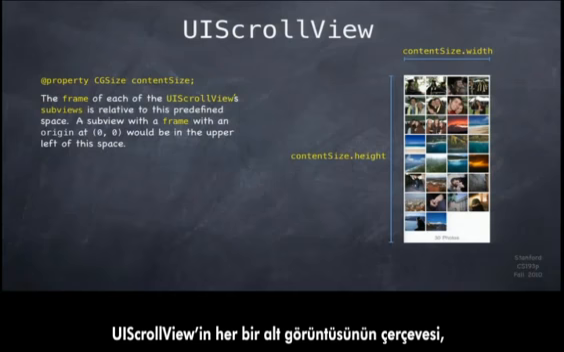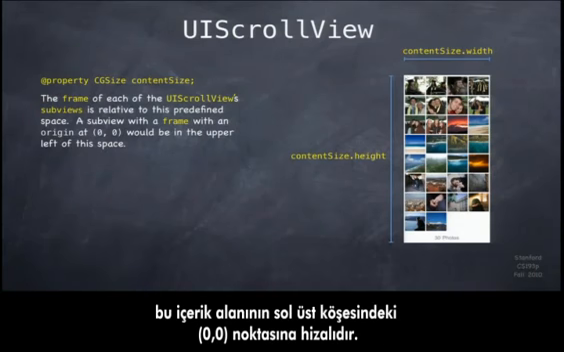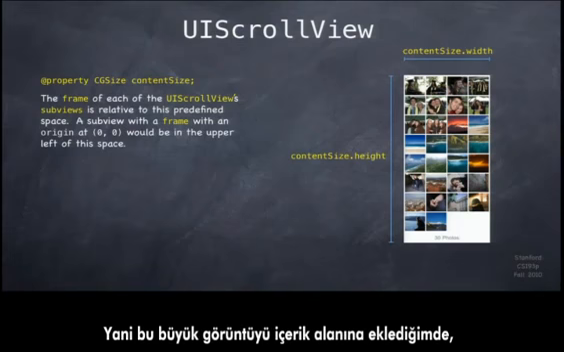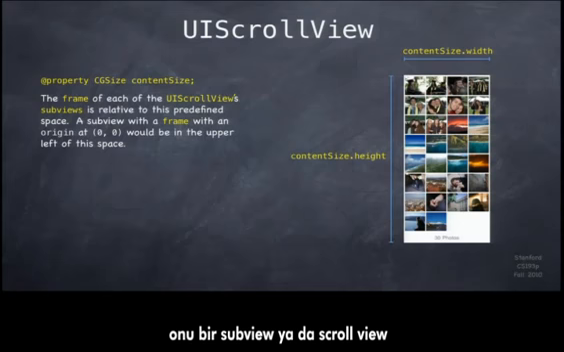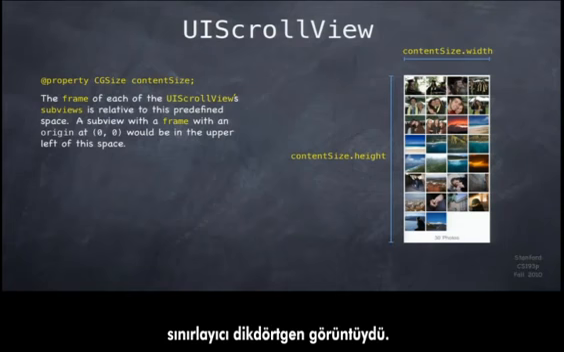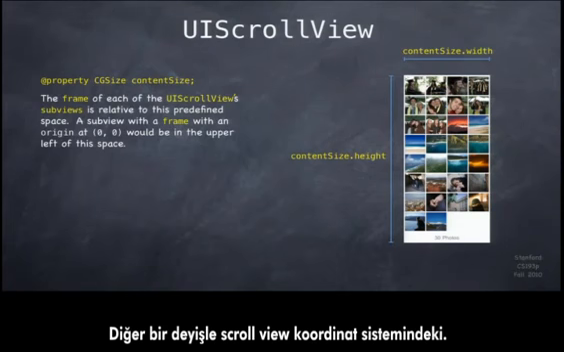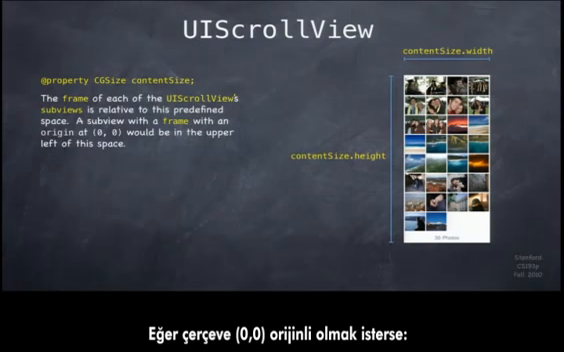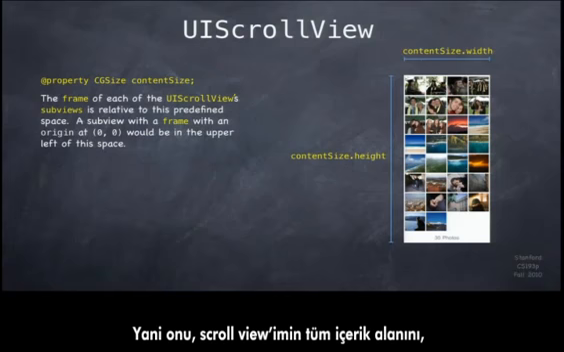The frame of each of the UIScrollView subviews is relative to this content space, with the upper left corner being 0, 0. So when I add this big view to the content space as a subview of the scroll view, its frame, remember, frame is the bounding rectangle of a view in its superview's coordinate system, in other words, in the scroll view's coordinate system here, wants to be 0, 0 origin, content size.width, content size.height. That's its frame. So I've added it to completely fill the content size of my scroll view.